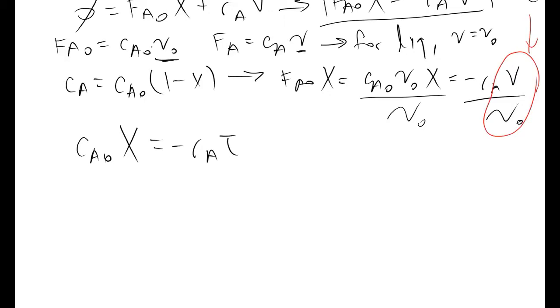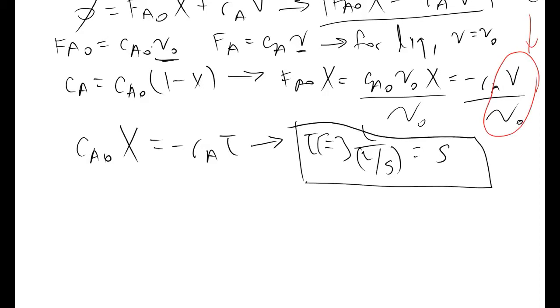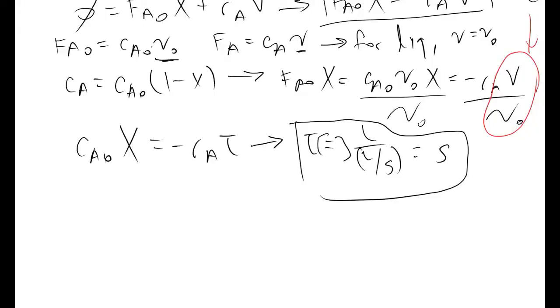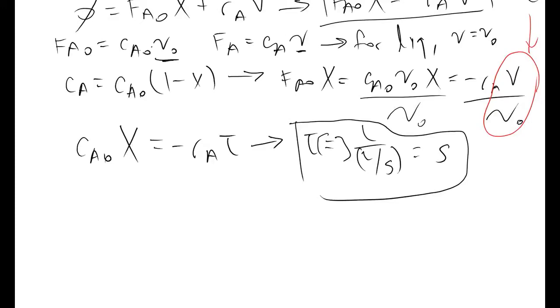And tau will have units of, so tau is defined to be the volume of a reactor, we'll call it liters, divided by the volumetric flow rate, liters per second, which will have units of seconds. And so tau is a very important variable for chemical engineers to work with because it tells us the average time a molecule will spend in a reactor.